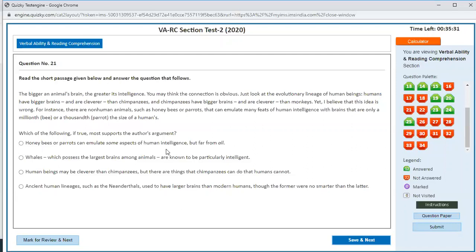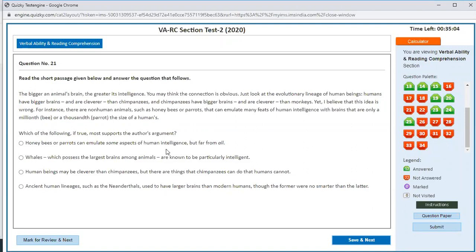The bigger an animal's brain, the greater its intelligence. जितना बड़ा size होगा, उतना बड़ा intelligent जानवर होगा. Okay, I can actually predict what's going to be coming next. So size की बात करेंगे. You may think the connection is obvious. Just look at the evolutionary lineage of human beings. Humans have bigger brains and are cleverer than chimpanzees who have smaller brains. But chimpanzees have bigger brains and are cleverer than monkeys who have smaller brains. Okay. Yet I believe that this idea is wrong.